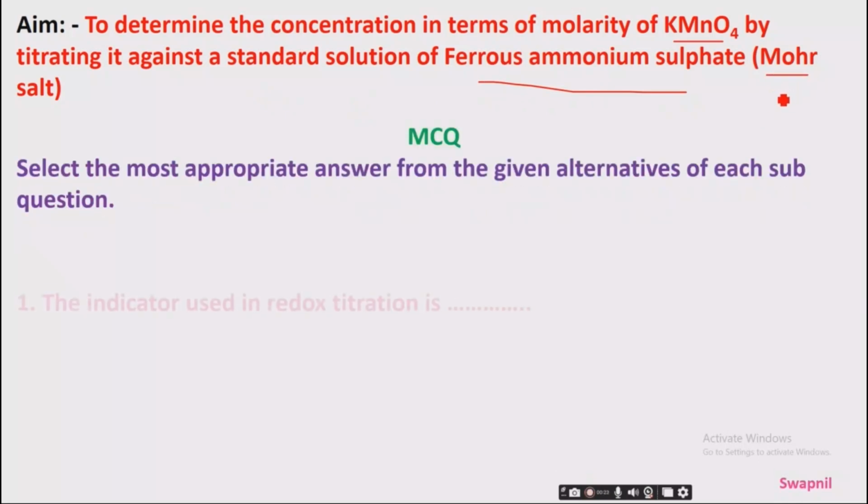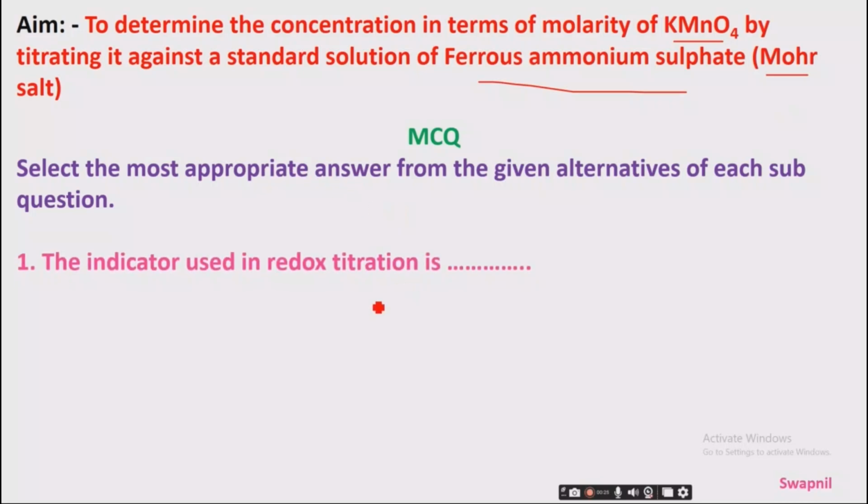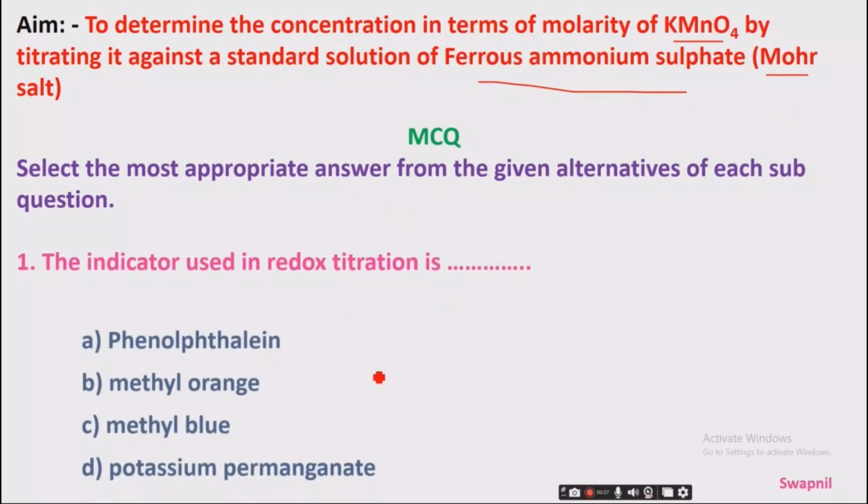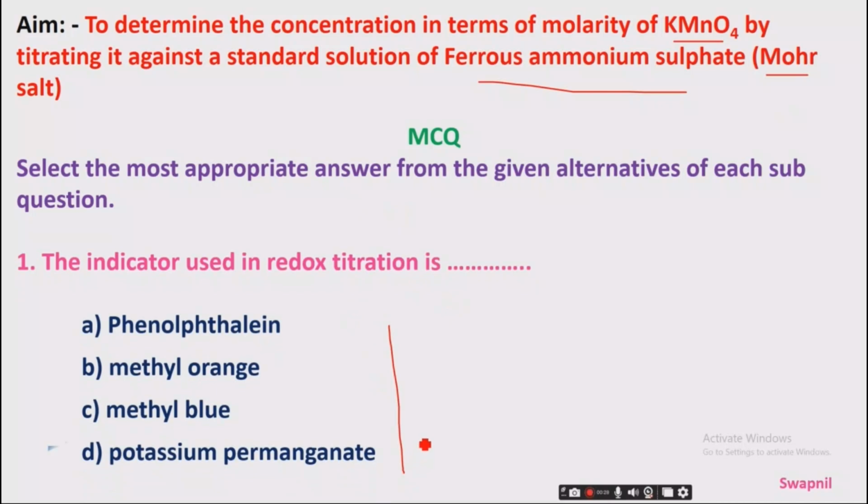So here is the first question. The indicator used in redox titration is, and these are the options. So the correct option is option D, that is potassium permanganate. So all of you know that in the titration of KMnO4 versus ferrous ammonium sulfate, KMnO4 itself acts as indicator. So the correct option is option D.